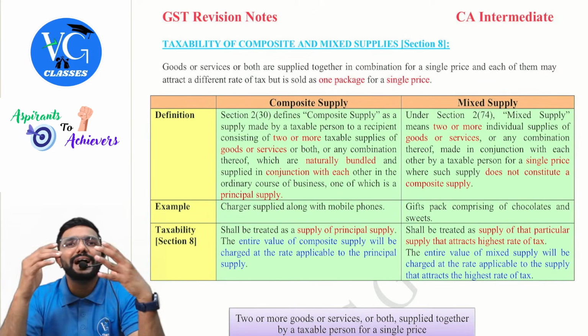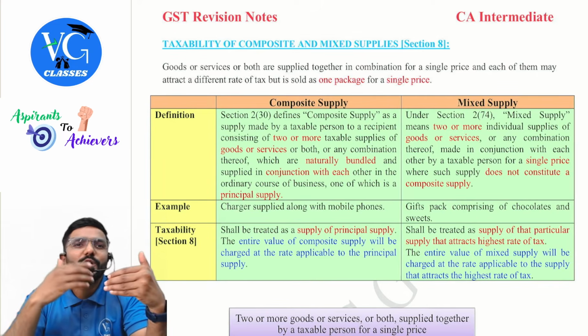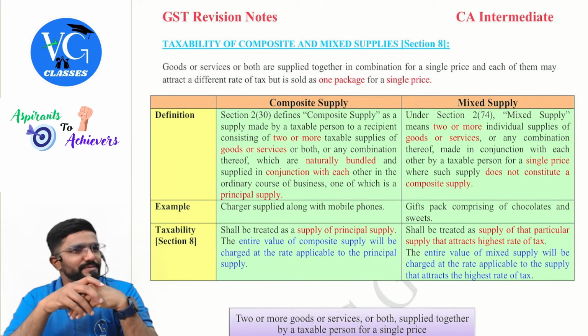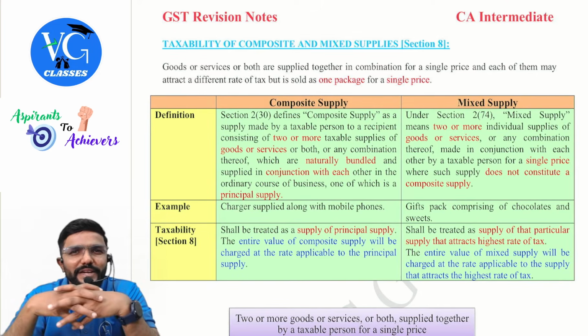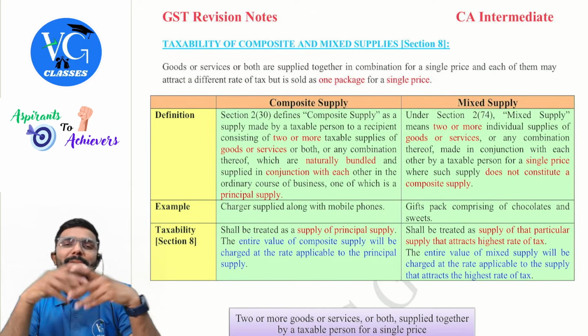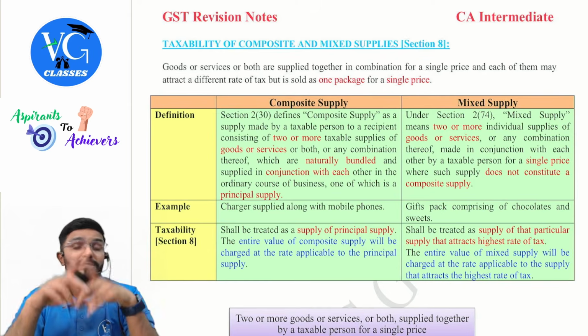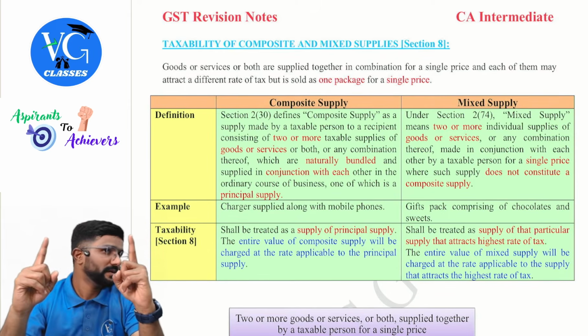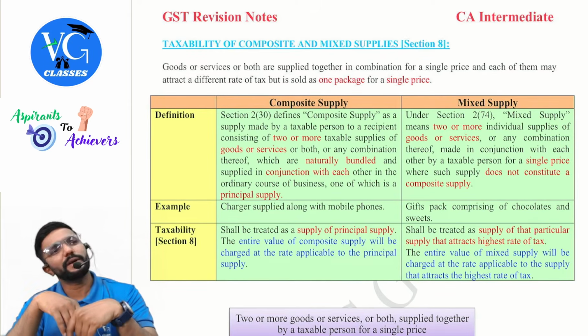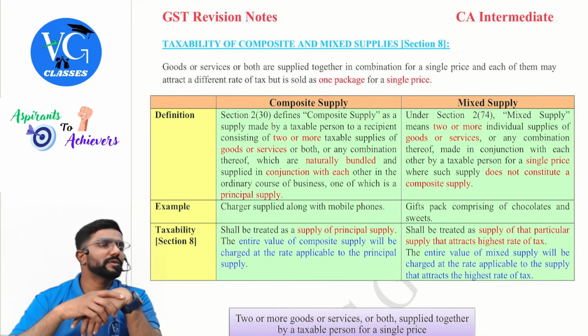For example, I have supplied a laptop along with a laptop bag and charger, guys. Now majority of the customers are willing to buy it together. Yes, sir. Now, is it naturally bundled? Yes. See, I am telling majority of the customers, because you may tell, no sir, I want to buy my own bag, I may want to buy my own charger.